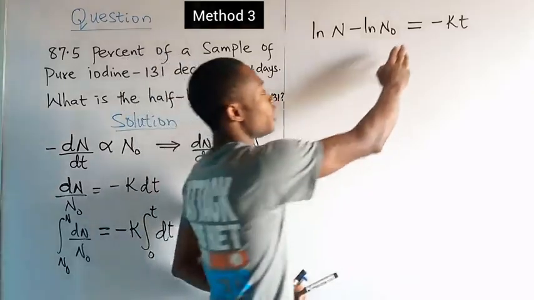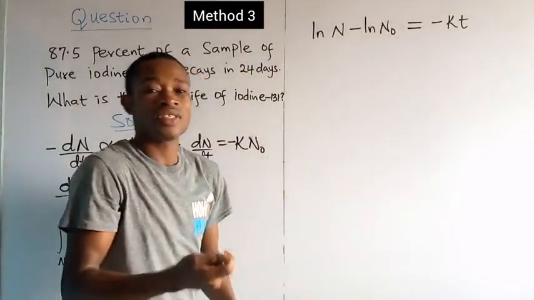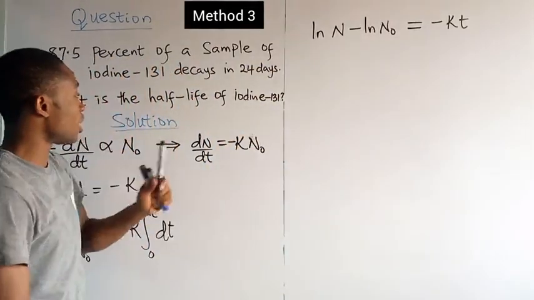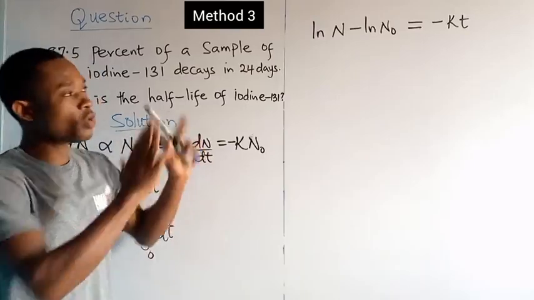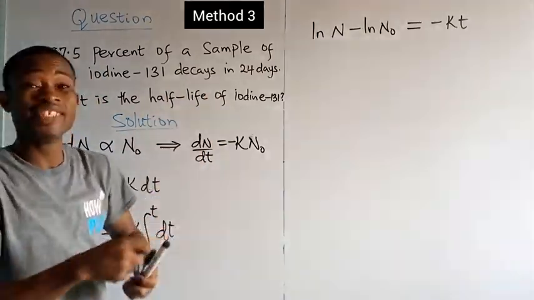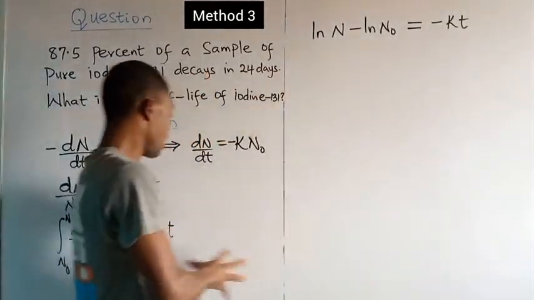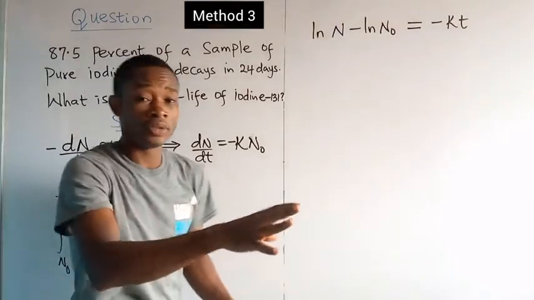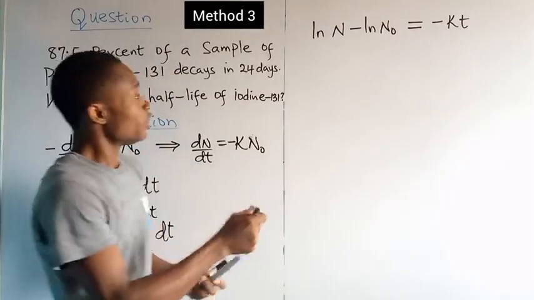Then equal to negative kt. That k is called the rate constant. That is what we will calculate here. Once I know the rate constant k, I can use it to determine my half-life, T half. So follow along as I do that, please. This is the formula you need. Every other thing I was doing here was just to show you that this formula did not come from the blue. Alright? There is a basis for it.